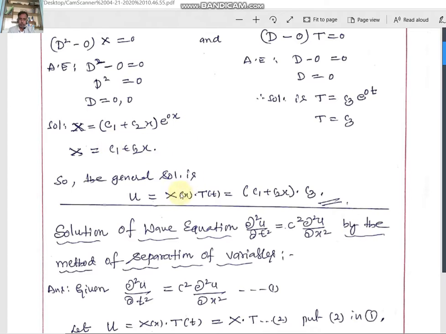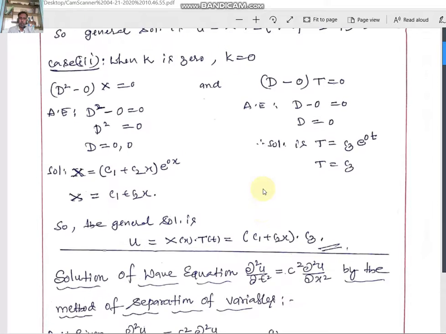Combine x and t in the form of a product. So u is equal to x into t, which is (c1 plus c2 x) into c3. This gives the solution when k is 0. So these are the three different forms of solution for the heat equation by the method of separation of variables.